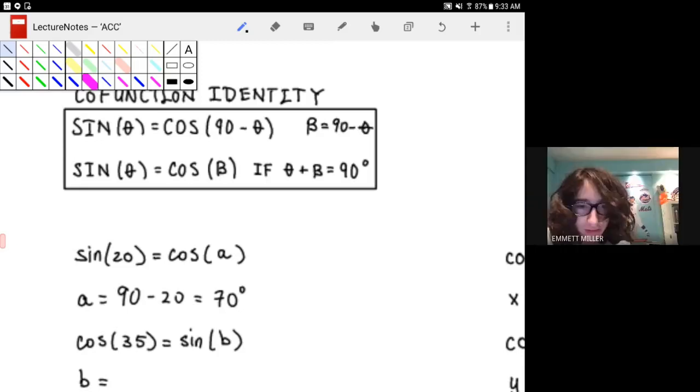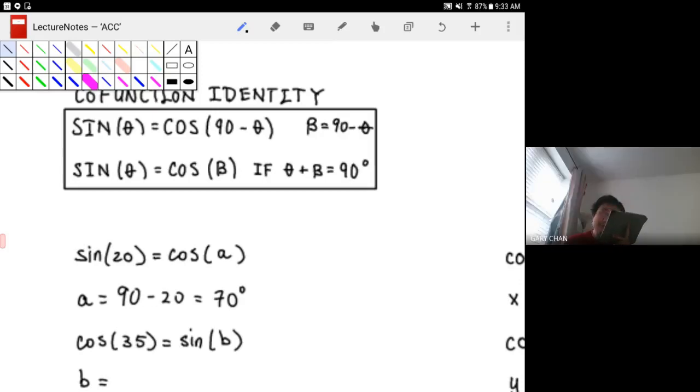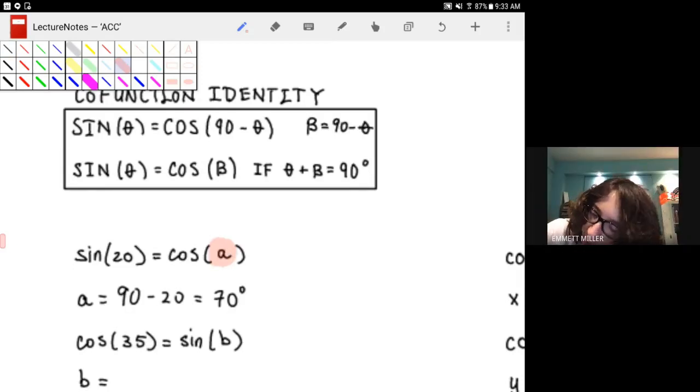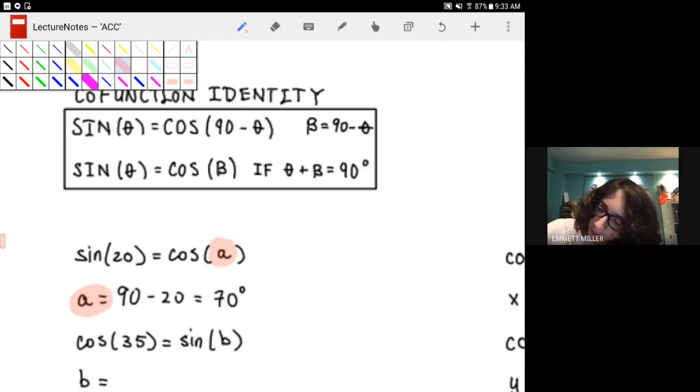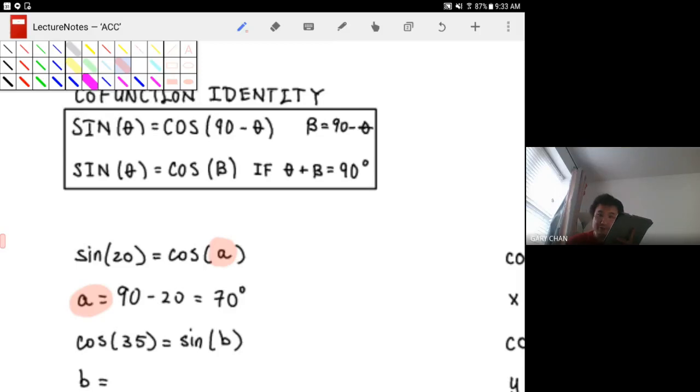Wait, why don't we need to find the sine of that? We don't need to, because the task is just to figure out what A is equal to. We're not looking for what cosine is. But if we were looking to find cosine of A itself, then we would need to figure out what sine of 20 is equal to.